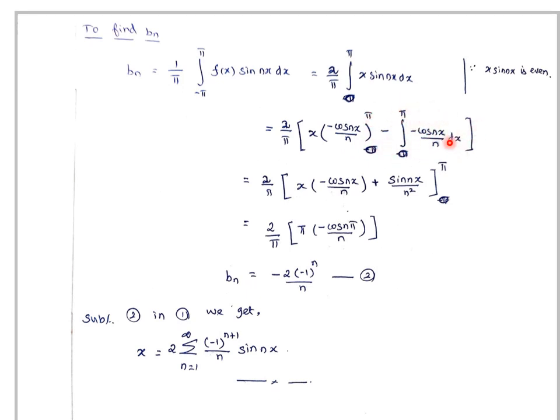After integrating this, we can get sin nx by n square. After applying the limit 0 to pi, we can get bn equal to 2 divided by pi into pi cos n pi divided by n. Sin n pi value will become 0.